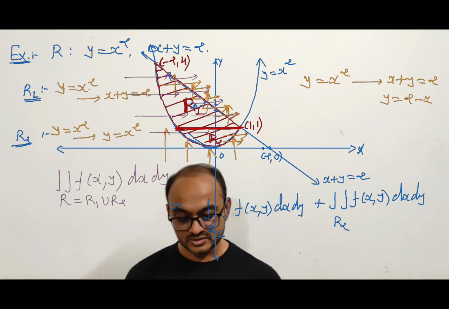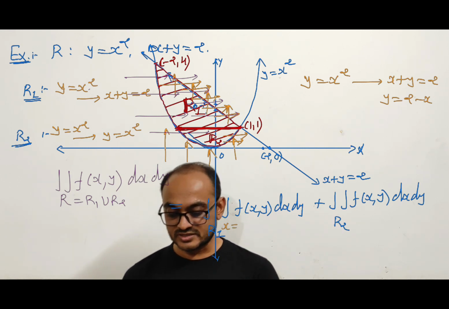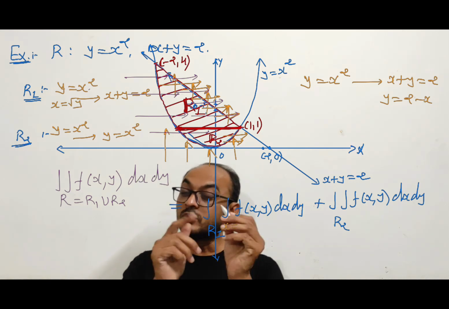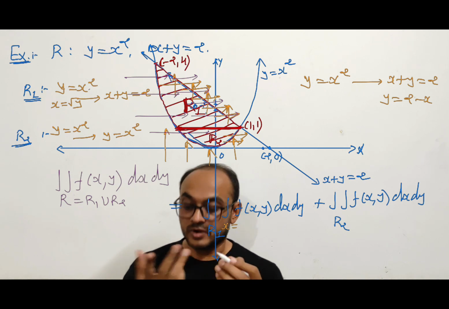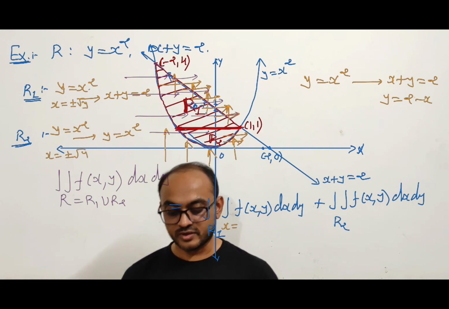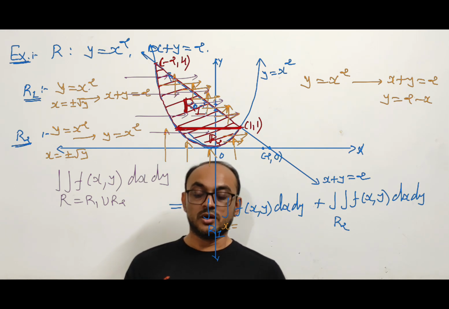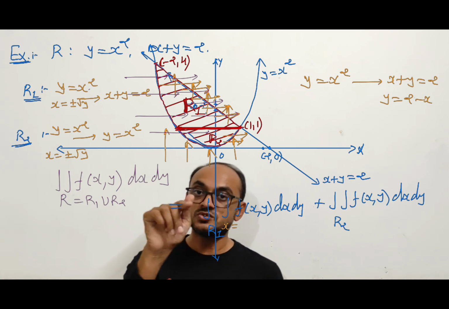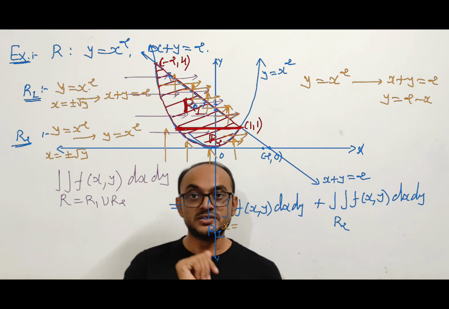So I have to write x. For R1, what is x? Here y is equal to x square, so x is equal to plus or minus under root y. In both situations, our entry, where you are entering the region, that portion lies in the first quadrant or the second quadrant? That is in the second quadrant.